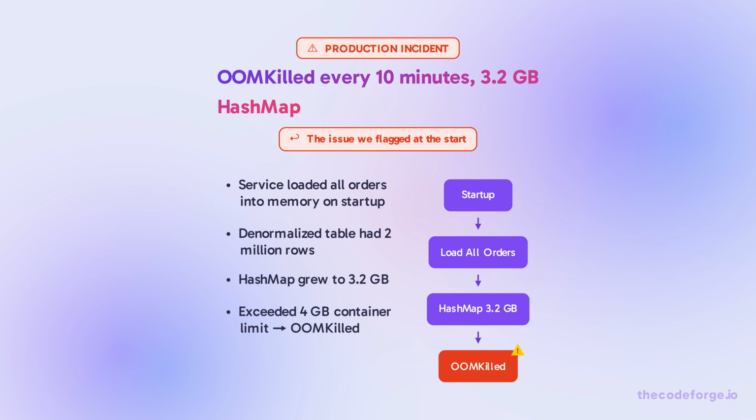This is the same issue we highlighted at the start. Here's exactly why that happened. The service loaded all orders into memory from a denormalized table on startup. The table had 2 million rows, each with duplicated customer names and item descriptions. The HashMap grew to 3.2 GB, exceeding the 4 GB container limit, causing OOM-Killed every 10 minutes.